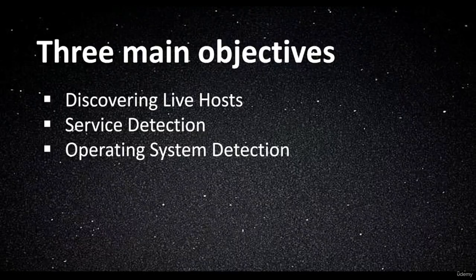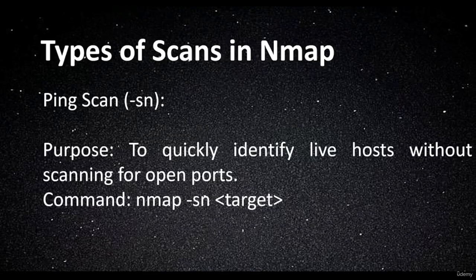Now next we have types of scans in Nmap. Nmap offers a variety of scanning techniques suited for different scenarios. Let's go over some of the most commonly used scans. First we have the ping scan. The purpose of the ping scan is to quickly identify live hosts without scanning for open ports. The command that you can use for it is nmap -sn, and here you can mention the target IP address or the domain. This scan is useful when you want to get a list of active devices on a network without getting detailed information.